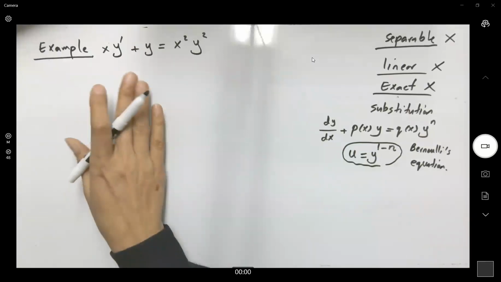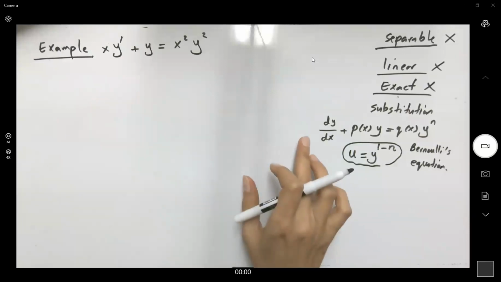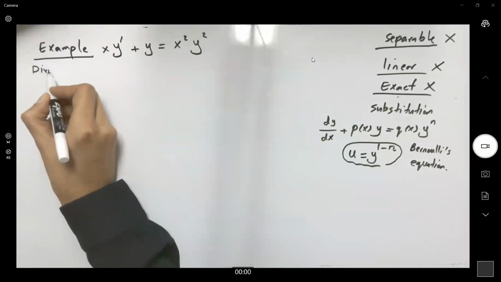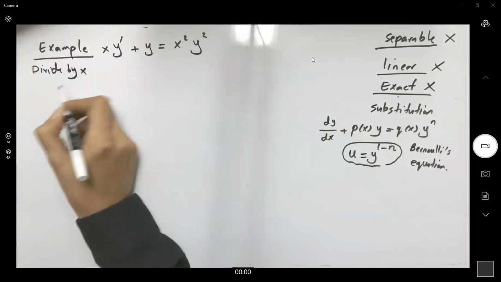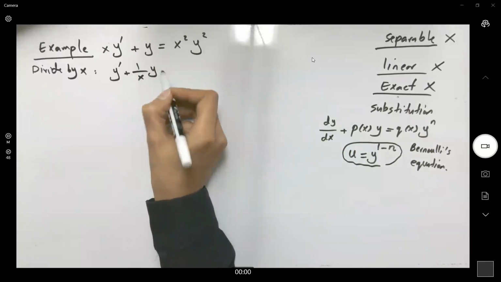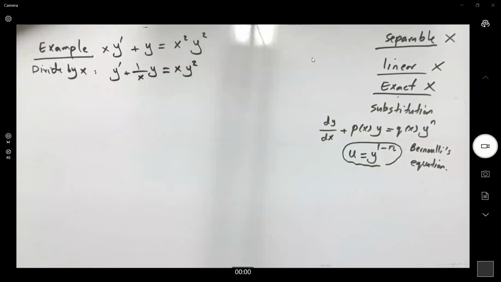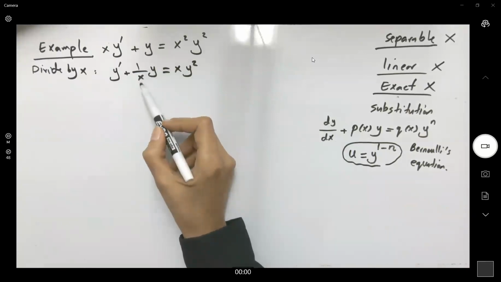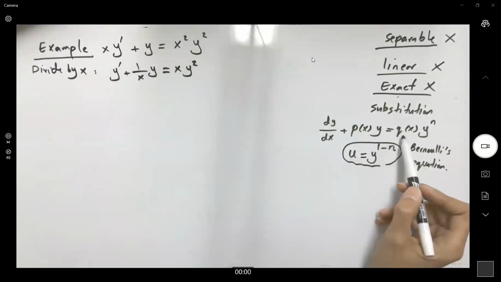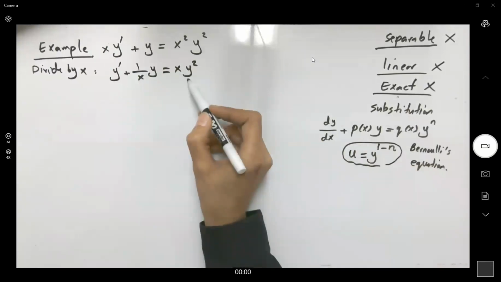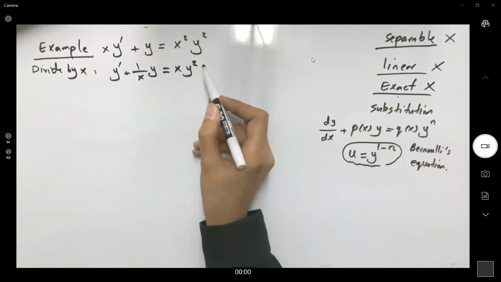So let us check to see if this can be written in this format. Divide everything by x. If you divide by x, you get y prime plus 1 over x times y equals x y squared. So far, so good. What I see is p(x), which is 1 over x, and q(x), which is just x, and y to the n is y to the second.